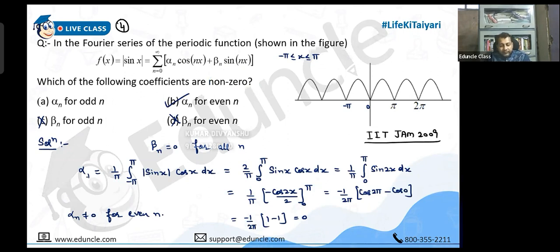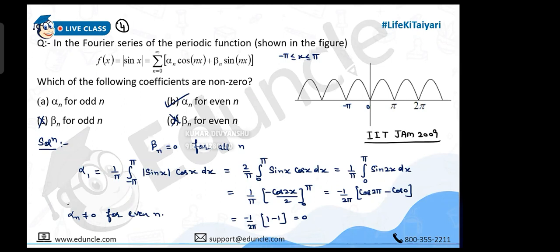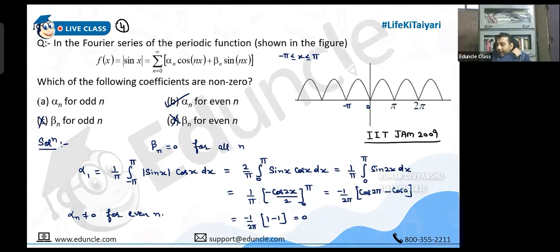Is it clear? Yes, sir. And again, if you go for alpha n, you can see it will take another 5 to 10 minutes, because the expression will be general and quite lengthy. And moreover, integration will also be quite lengthy, because it will be cos nx then.